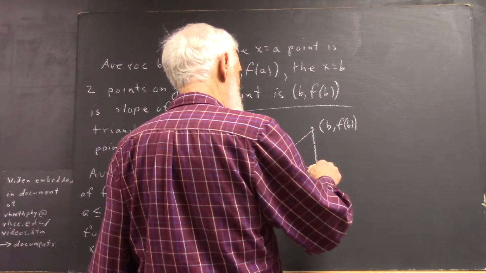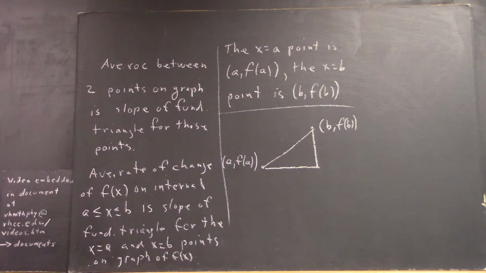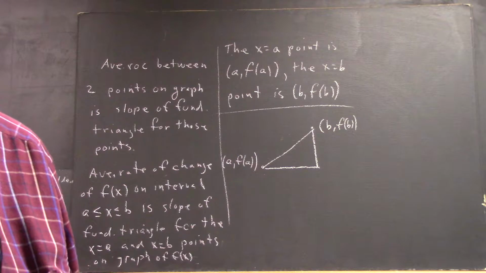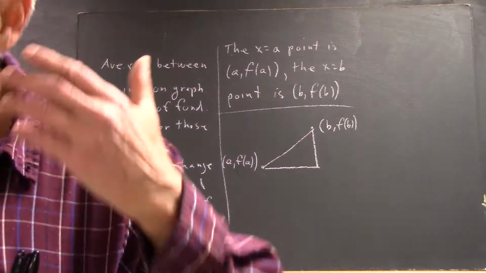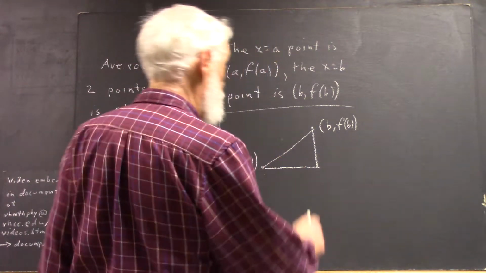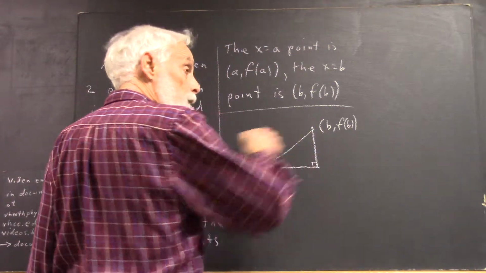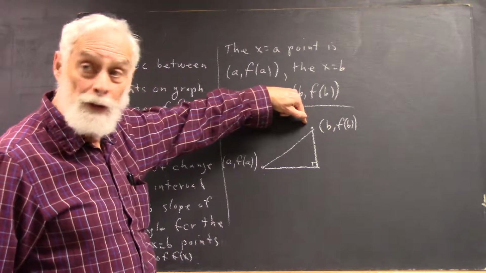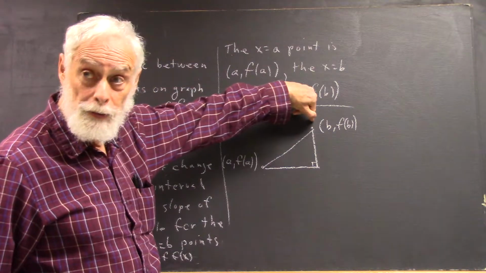We construct our fundamental triangle. Now what do you know about the fundamental triangle? It's got a 90-degree angle. We know this. And we know that one of the sides is the hypotenuse. The hypotenuse is the line segment from this point to this point, right?